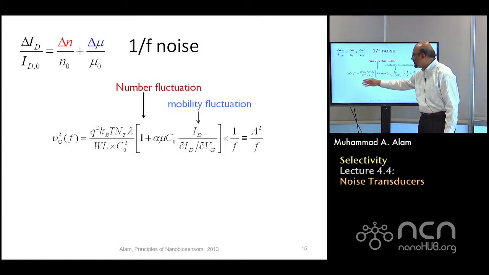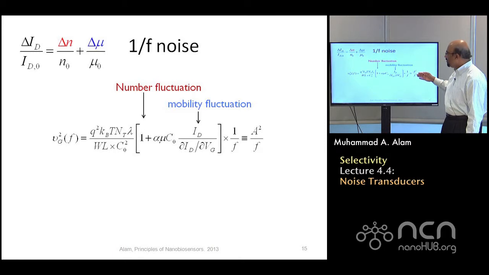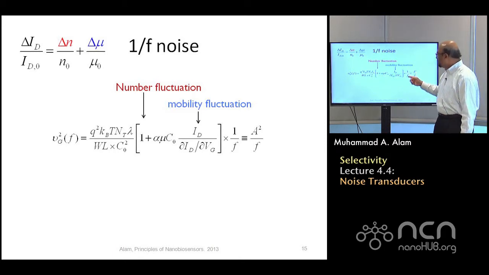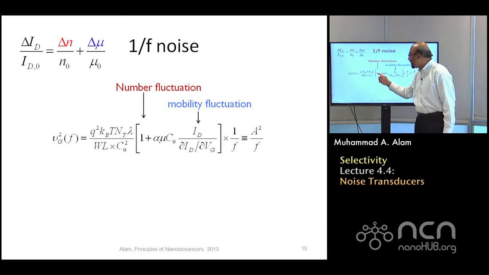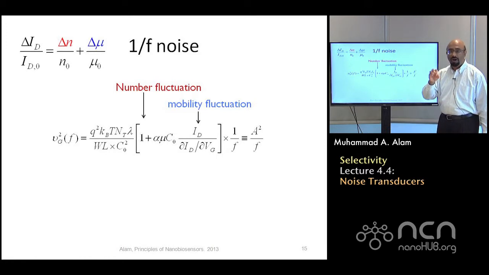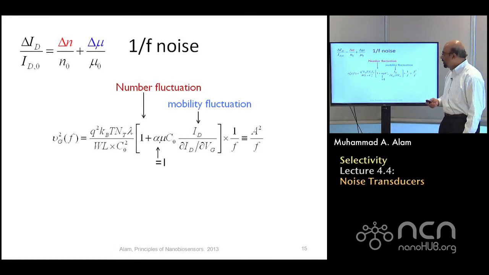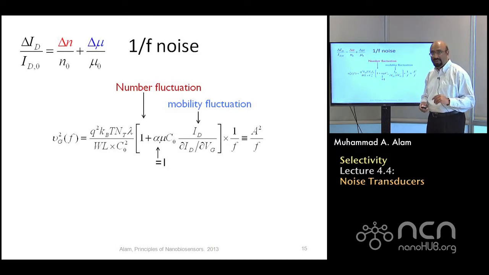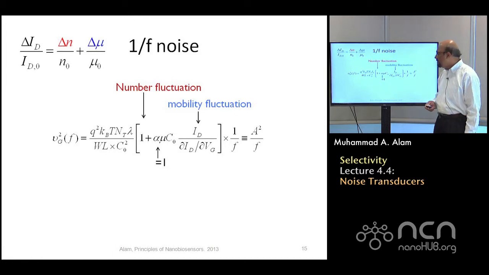Generally, if you look at a textbook, you will get a formula like this. It has a 1 over f dependence. Smaller the frequency, higher the magnitude. And the number fluctuation when things get trapped is given by this first factor multiplied by 1. And the mobility fluctuation, because of the scattering of the free electrons by their trapped counterparts, is given by this mobility fluctuation. Now, typically for biosensors, alpha would be equal to 1 because we are always in the linear regime. The current is very, very small.